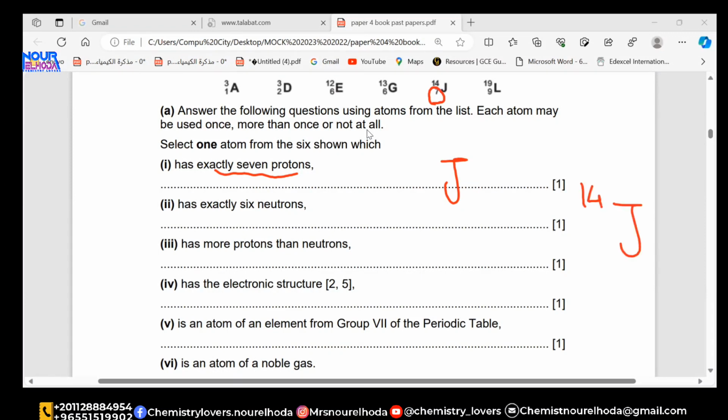So if I have the big number 14 and the small number 7, that's true. This means the number of protons is going to be 7. The small number is always the atomic number, while the big number is always the mass number. Good job, Rined. Bravo. Which element has exactly 6 neutrons?